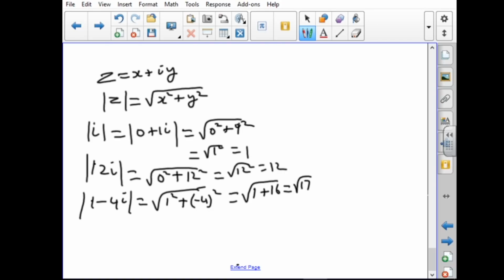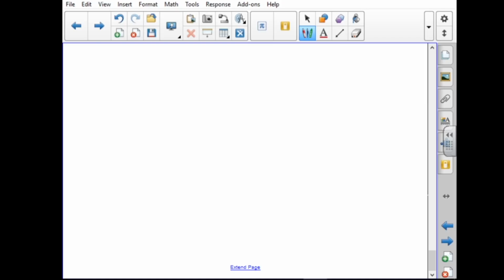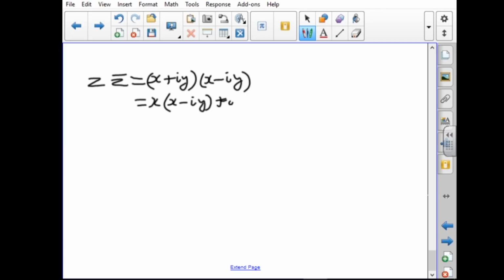Okay, now coming to a note. So already we have seen in the previous exercise z bar. So what is z? If z is equal to x plus iy, then we have seen that z bar is x minus iy. So that is the conjugate of x plus iy. So how we multiply this also we have seen already. So we get x into x minus iy plus iy into x minus iy. So as we do it in algebra, it can be done.